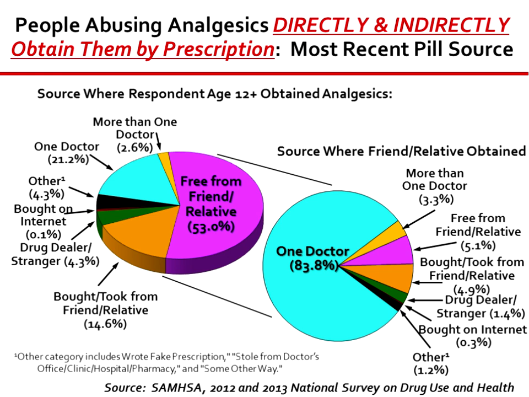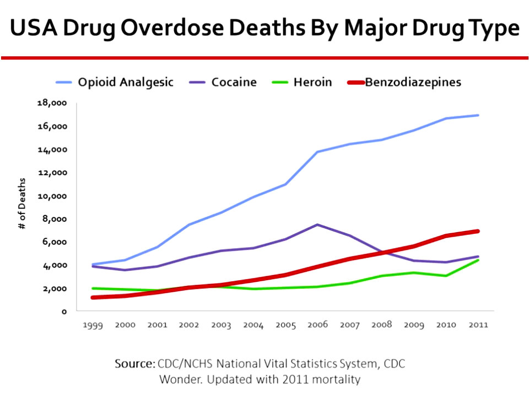And the vast majority of people who are abusing prescription analgesics are directly or indirectly obtaining them from prescriptions. So more than 75% of people are either obtaining them from their own doctor or doctors, or getting them free from friends or relatives. And when we look at where their friends and relatives are getting them, the vast majority of those are getting them from their doctor. And so this suggests that improving prescribing practices has the potential to have a profound impact on this epidemic.